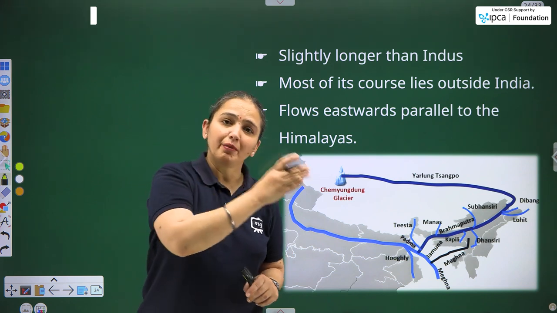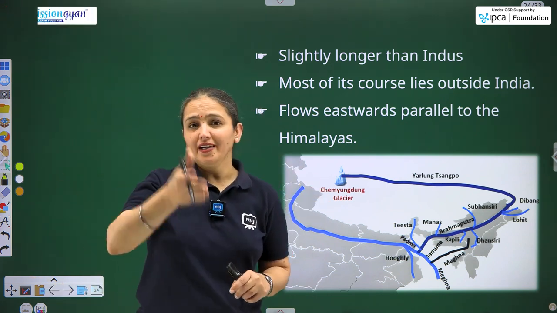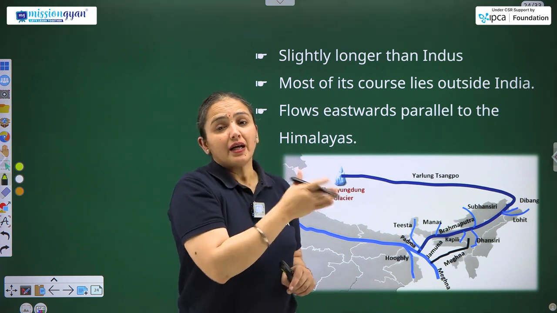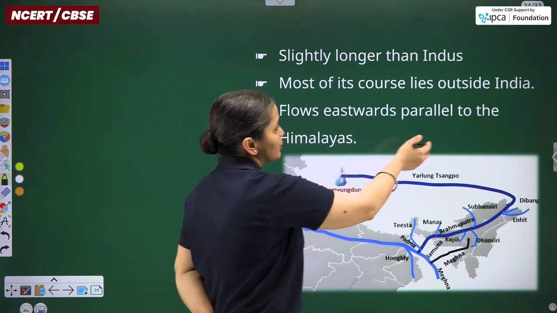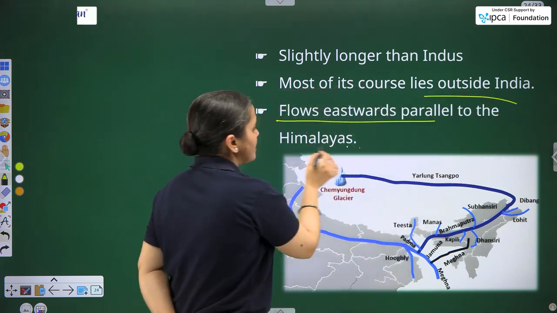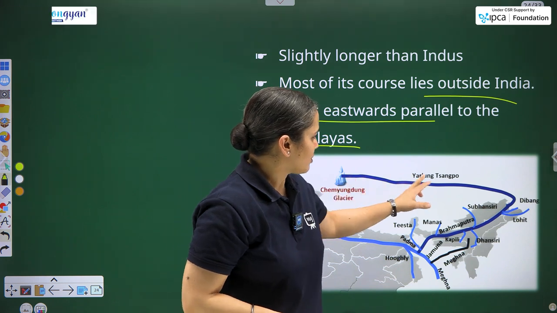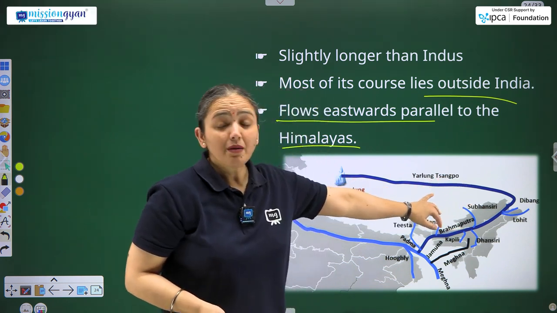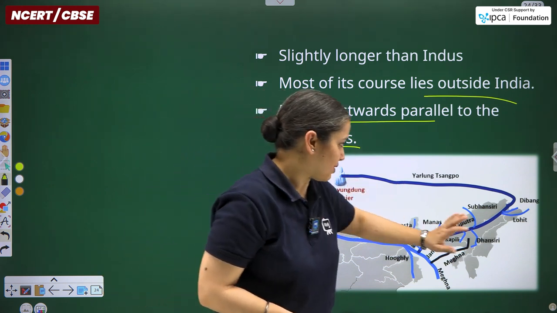It is divided into three parts. It does flow in Bangladesh, India, as well as along the Nepal and China borders itself. So slightly longer than Indus. Most of its course lies outside India, flowing eastwards parallel to the Himalayas itself. You can see from this glacier, the Yarlung Sangpo. So its name is Sangpo, not in India, but in the China region particularly.